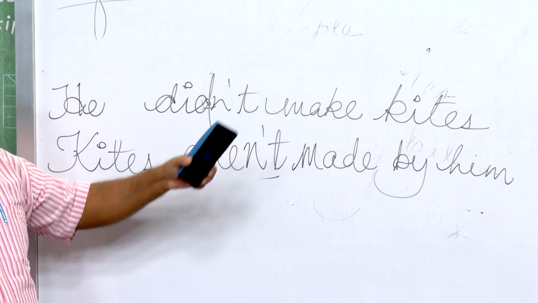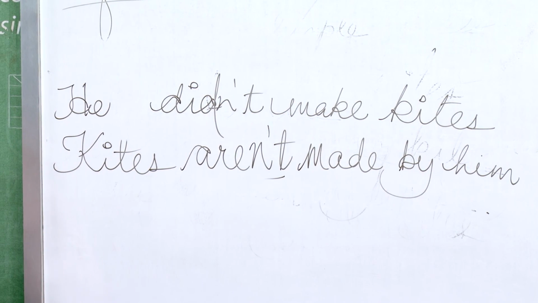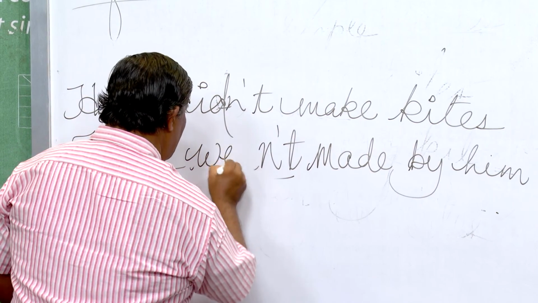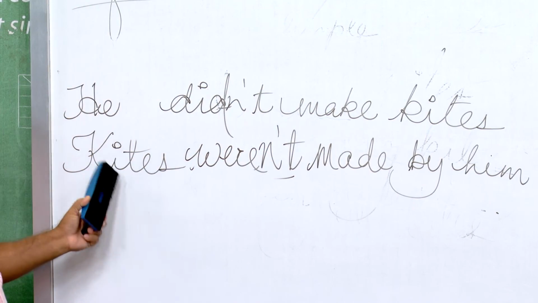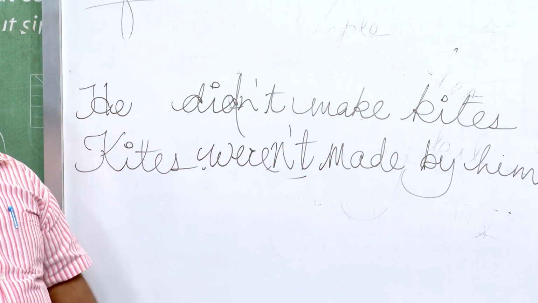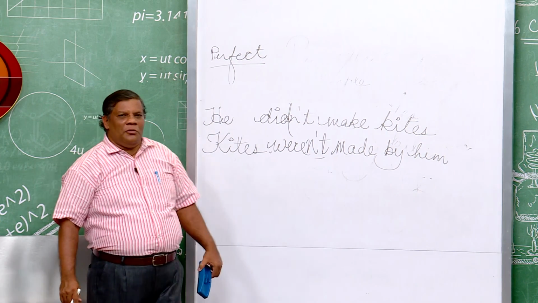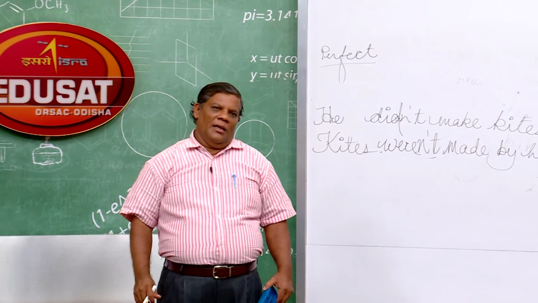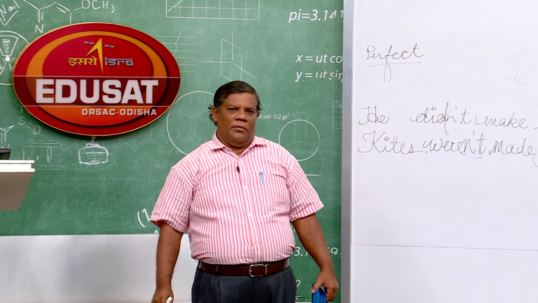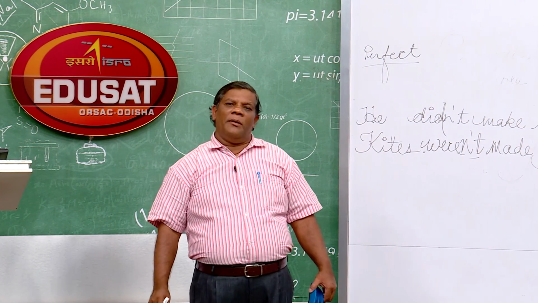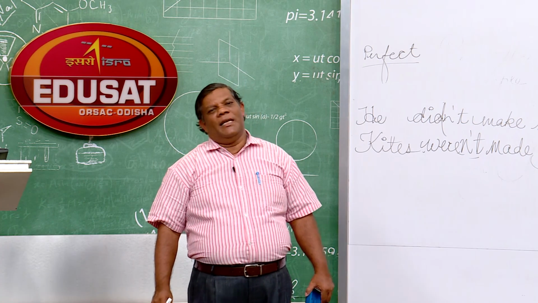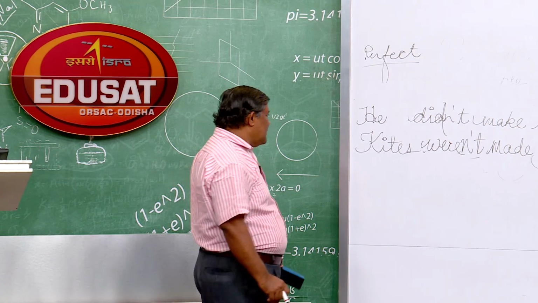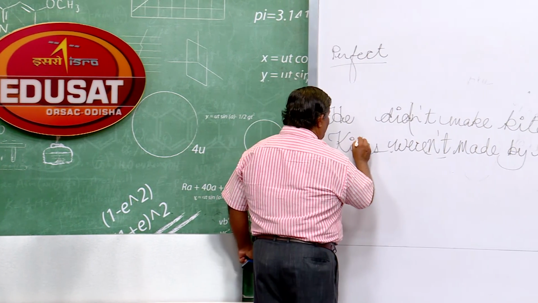he didn't make kites. When we make it passive, simply it is "were", then "not": kites were not made by him. Only "not" is added, and we should make transformation of passive sentences. We have to choose the sentences, whether they are affirmative sentences or negative sentences. So for affirmative or negative, we need these things for transformation of sentences.